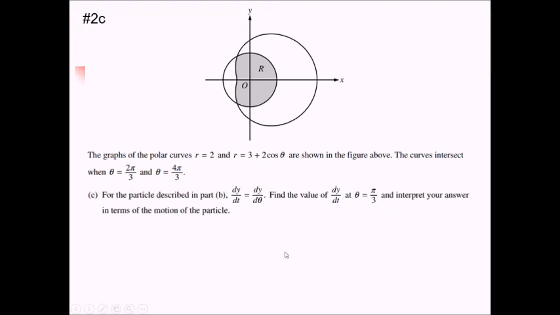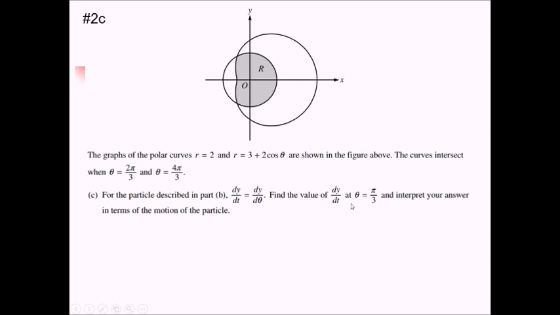For this last problem part, for the particle described in part B, they're telling us dy over dt and dy over d theta are the same thing. They want to know dy over dt at theta equals pi over 3, and then interpret that in terms of our motion for our particle. So first, let's find dy over dt at theta equals pi over 3.